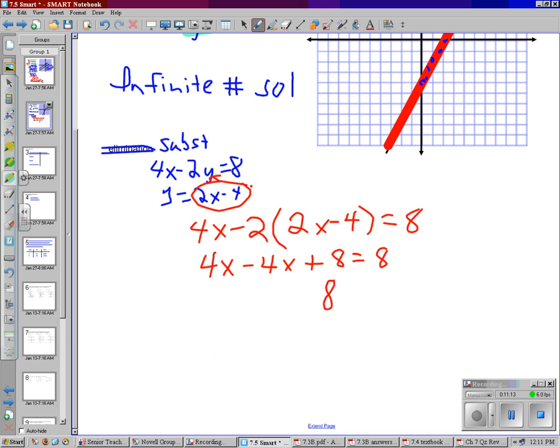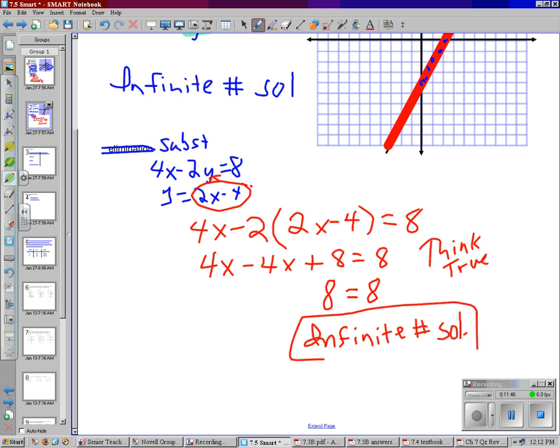So that leaves me with 8 equal to 8. True or false? True. When you get a true statement with these systems, you are then going to have an infinite number of solutions. Okay, you're thinking here that this is true, and that's going to give you an infinite number of solutions. All your variables drop out, and it was a true statement.